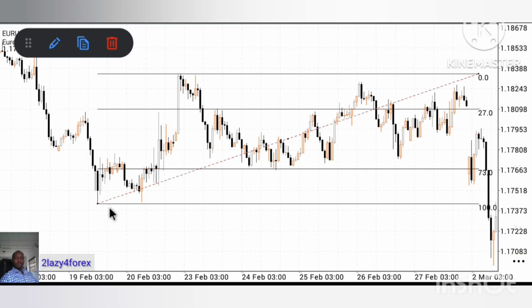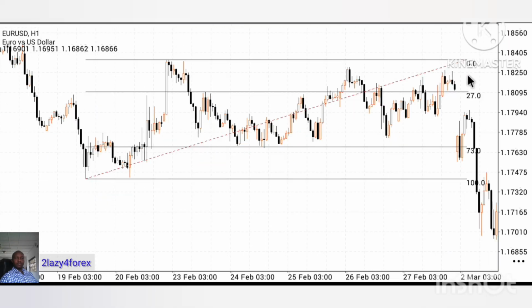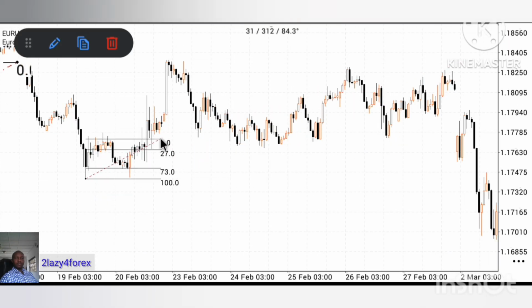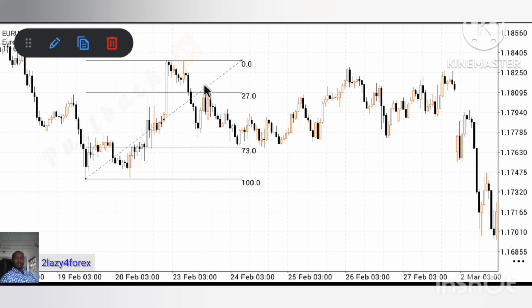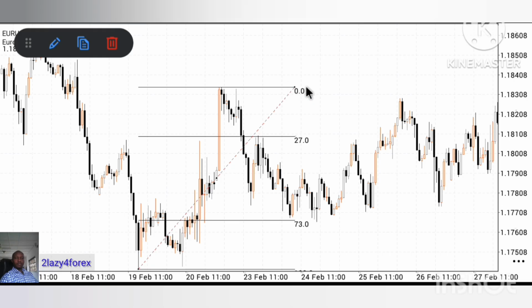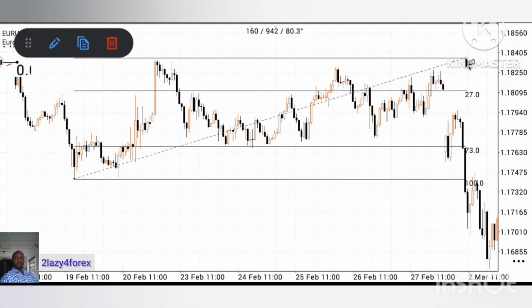Okay, let me say this. If you are looking for a sell, you pull your fibs from the lowest, from the start of the pullback. This is the start of this pullback to the end of that pullback, and look at what happened. So if this is a sell model, you pull from the bottom to the top. If you're looking for a buy model, you pull from the top to the bottom.